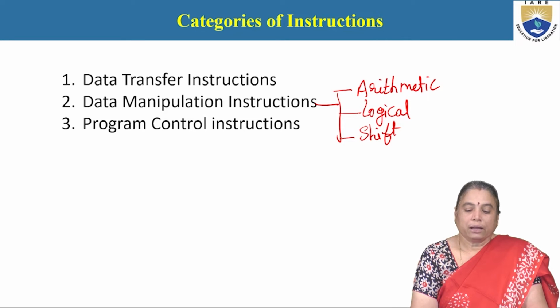Now, the third category of instructions are the program control instructions. Generally, the instructions of a program are executed one after another in a sequence. A program can be considered as a collection of instructions written to achieve a specific objective. During execution, the instructions are fetched and executed in a sequence one after another. If the user needs to alter the program execution sequence, then the program control instructions can be used.